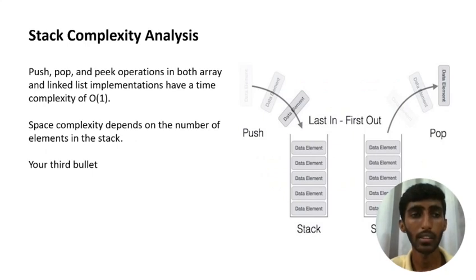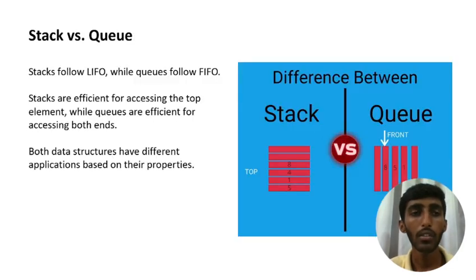Stack complexity analysis. Push, pop, and peek operations in both array and linked list implementation have a time complexity of O(1). Space complexity depends on the number of elements in the stack. Stack versus queue. Stack follows the LIFO principle, while the queue follows the FIFO, meaning first in, first out. Stacks are efficient for accessing the top element, while queues are efficient for accessing both ends. Both data structures have different applications based on their properties.